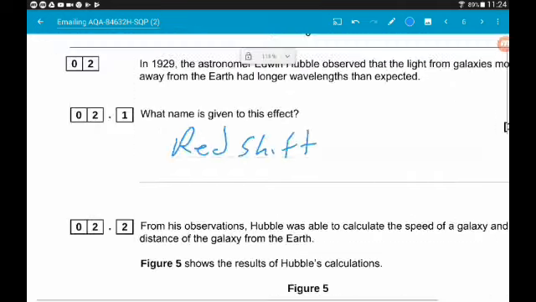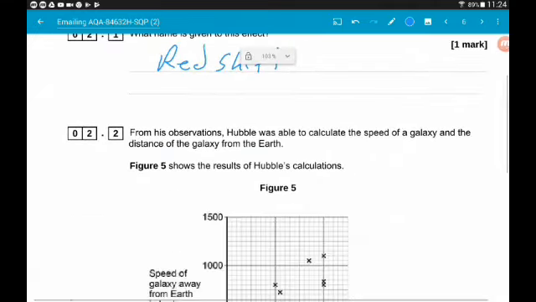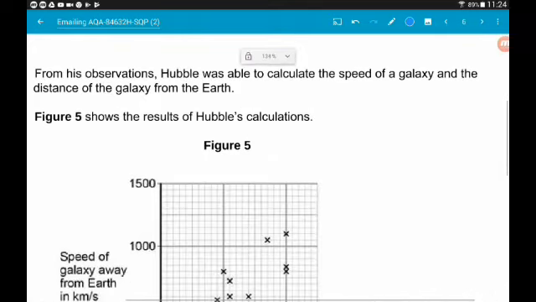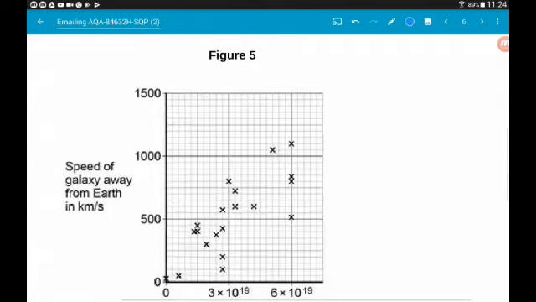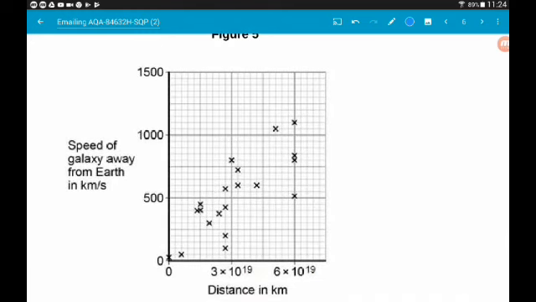So things moving away from us appear red, things moving towards us appear blue. Red has a longer wavelength than blue, that's the reason why. Okay, then 2.2. From his observations, Hubble was able to calculate the distance and speed of a galaxy away from Earth. So we've got his results down here in this graph. So we have distance going along the bottom and speed away from Earth going up the side.